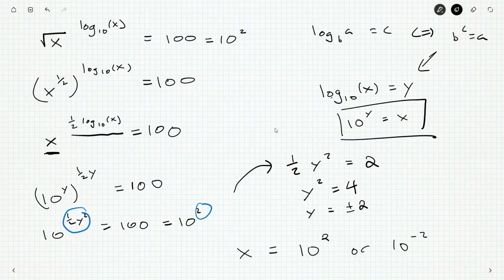And I suppose we could plug that in and double check. Square root of 100 is 10. 10 to the 2 is 100. And then this guy here is 1 over 100. So square root of x would be 1 over 10 to the power of negative 2. So that would be 1 over 10 to the 2. So that would be 1 over 100, which is 100. All right. So both of those answers work out. And we would expect 2 answers because we got a y squared there. All right, not bad, not bad.